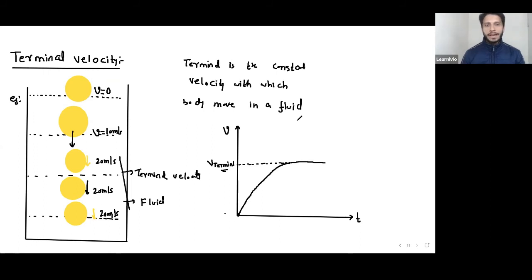Now let's see why a body attains a terminal velocity. If I say this is the fluid.